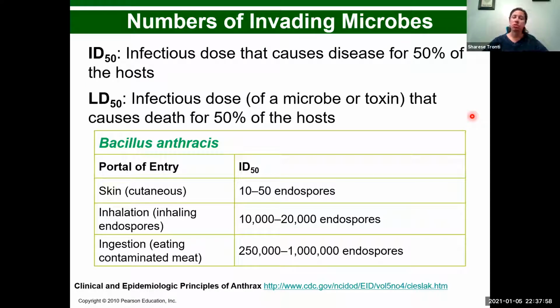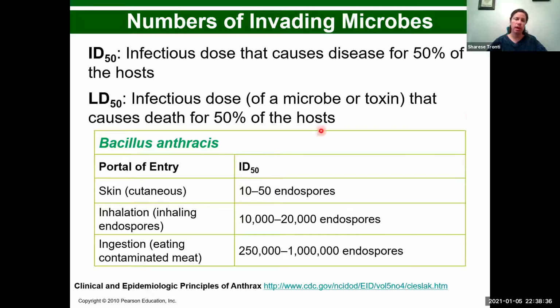All right, so as I mentioned, whether or not a microbe overcomes the host defenses can be dependent upon the number of microbes that were invading the body to begin with. And then also, different species are going to have the ability to overcome the host defenses with different levels of initial infection. So some are better at that than others. And we use these two different measurements to measure those.